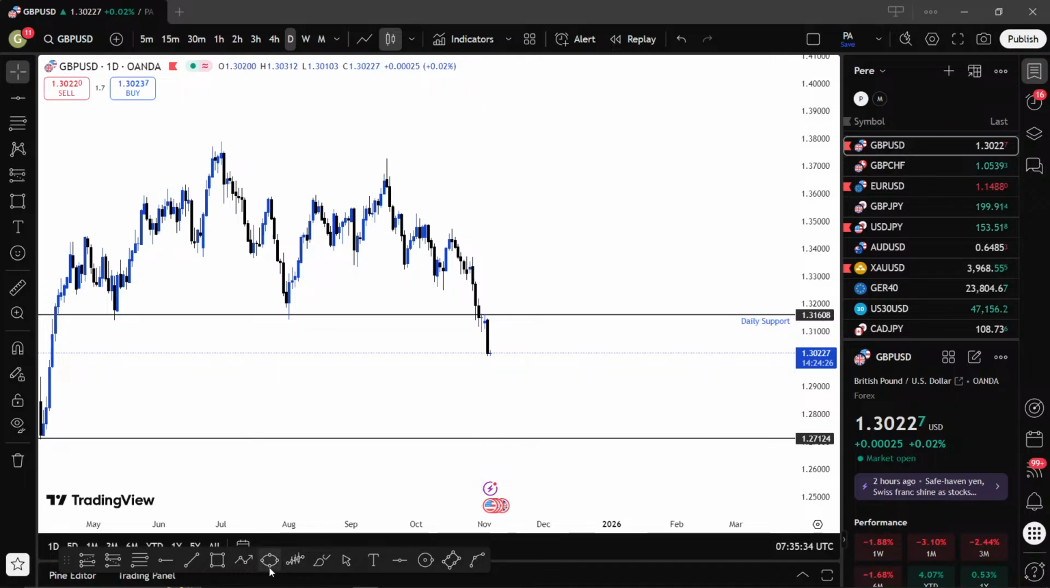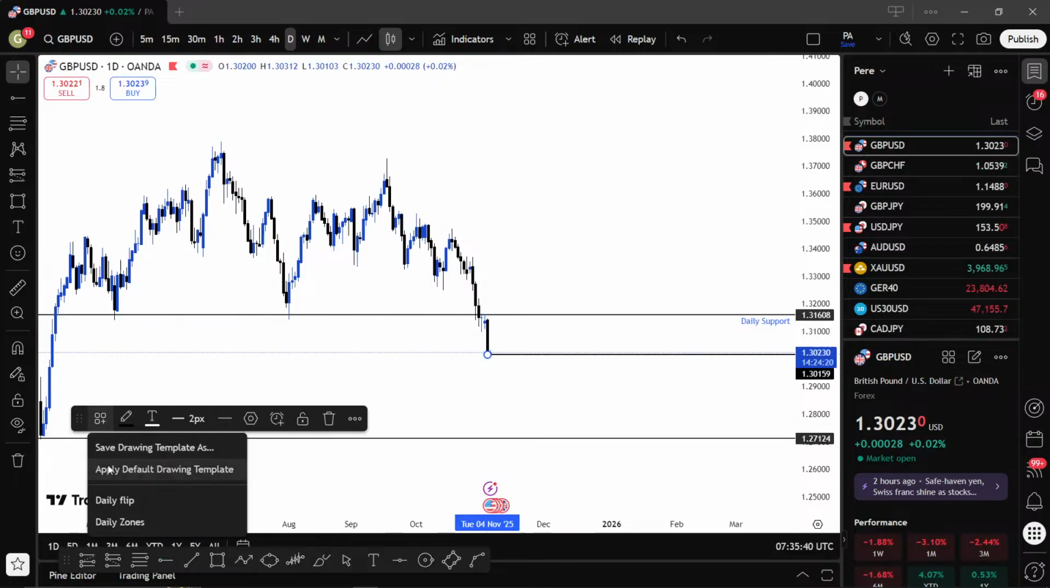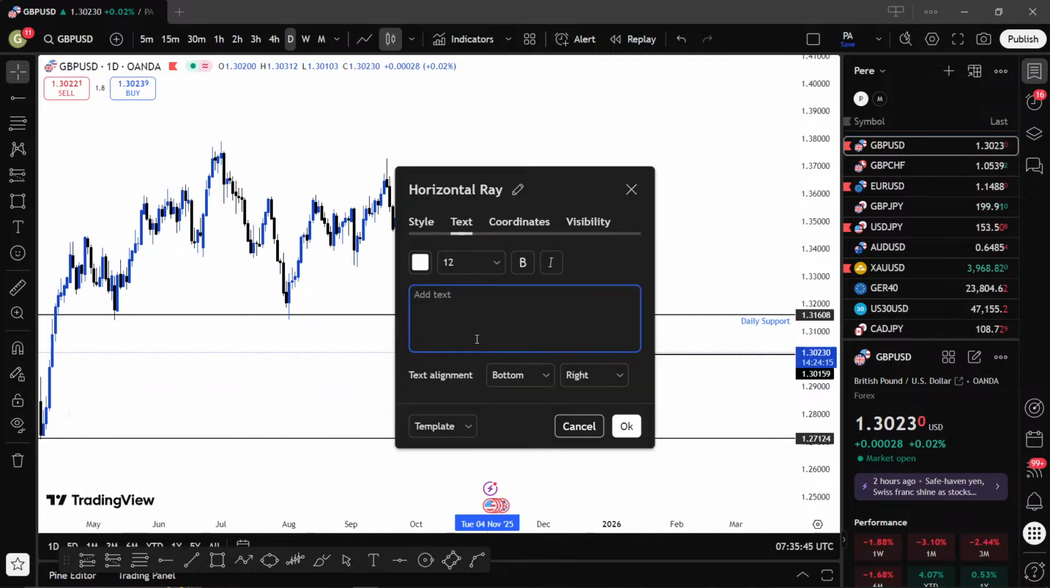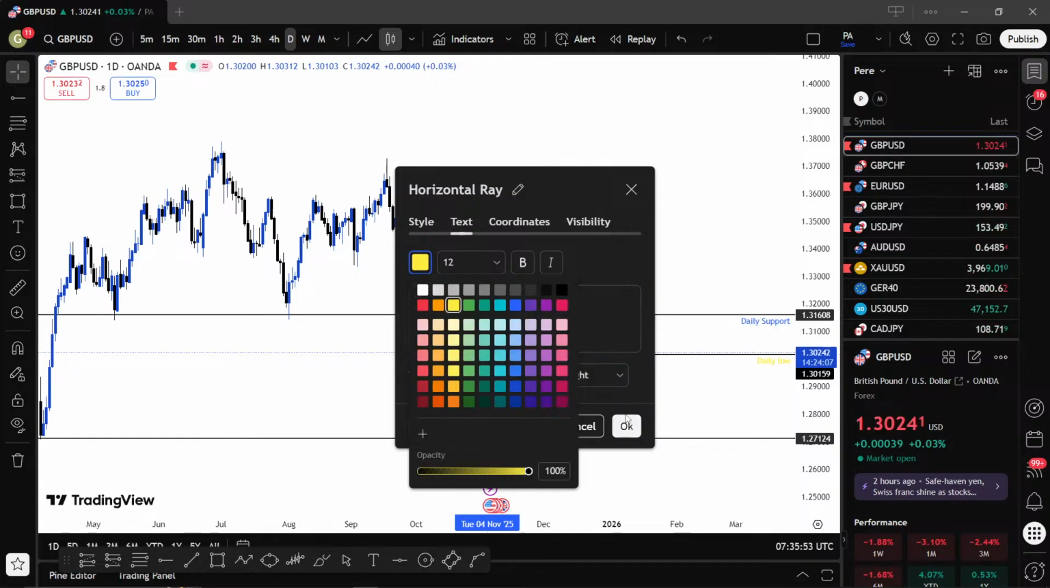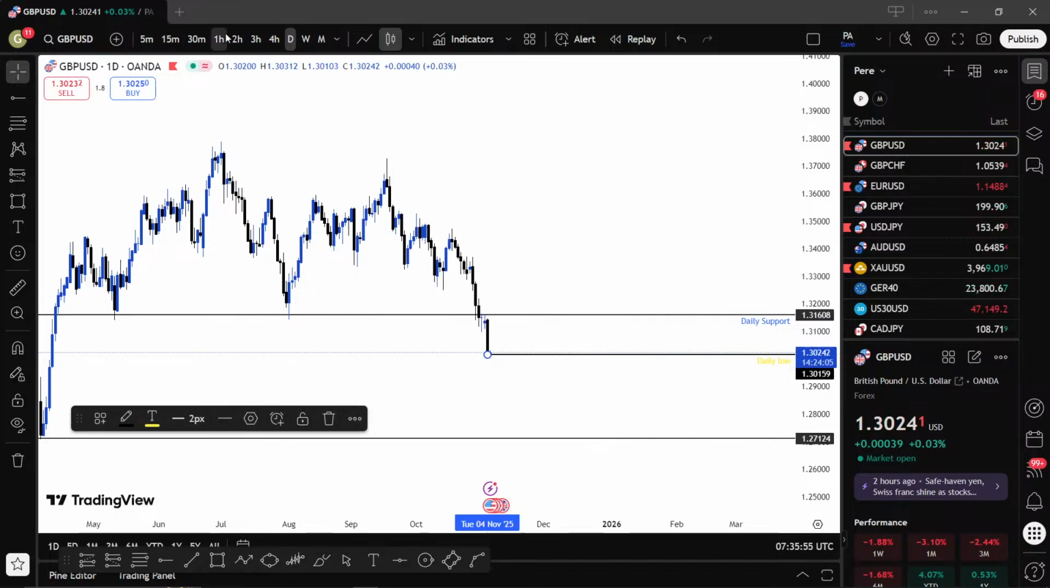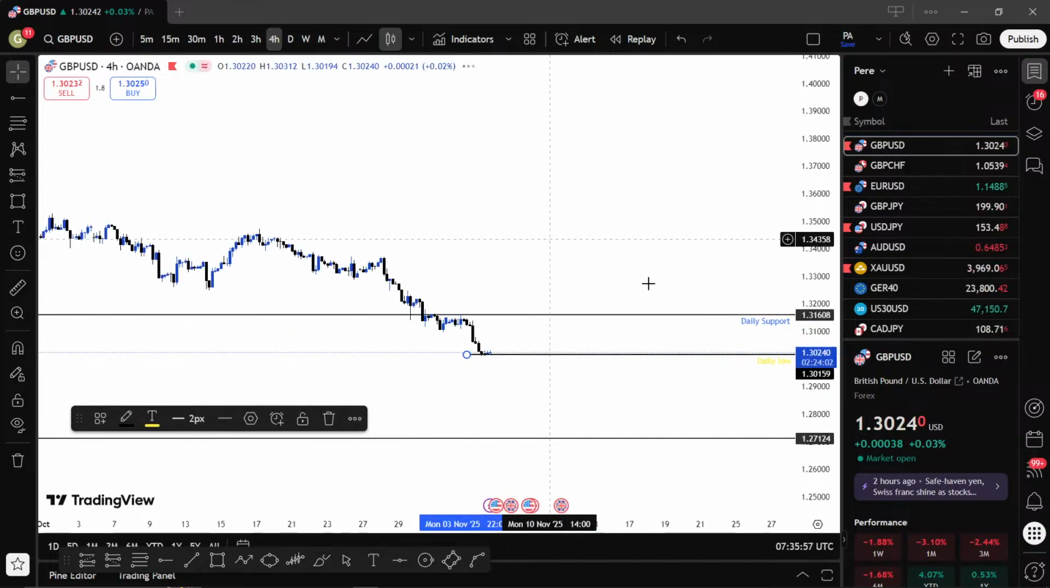And looking at it right now, the daily support, I would say it's already aligned with the daily high. So let me just mark the daily low. So I just tag it as the daily low. And let me just change its color. Okay, now from here we'll go down to the 4-hour time frame.